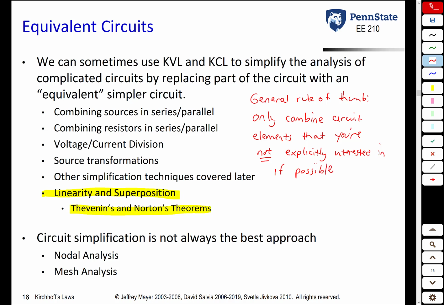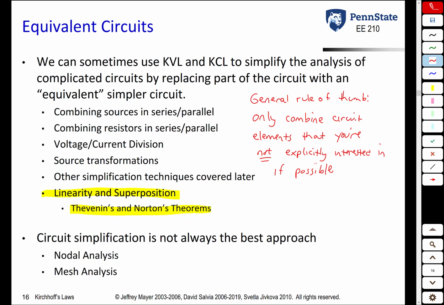In other words, suppose you're looking to find the power absorbed by a resistor. You want to refrain from combining that resistor with other resistors, because that's going to make it harder to find the power absorbed by that resistor. Likewise, if you want to find the power delivered by a voltage source, you do not want to combine that voltage source with other voltage sources, because that's going to make it harder to find that power.